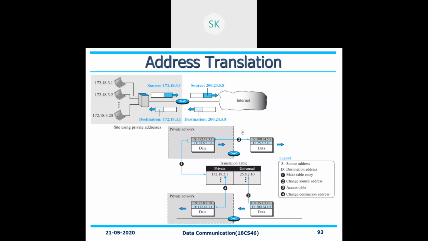Once it reaches this area, it assumes it is going with 200.24.5.8 as the source address, and the destination address remains the same, 25.8.2.10. From this, it will transmit the data. Once the transmission happens and the reply comes back, it will check this universal address. If the universal address is one and the same as the destination it is coming from, it will take care of that address. Using the corresponding address, we'll attach it and send it to the private network. This is how address translation happens.